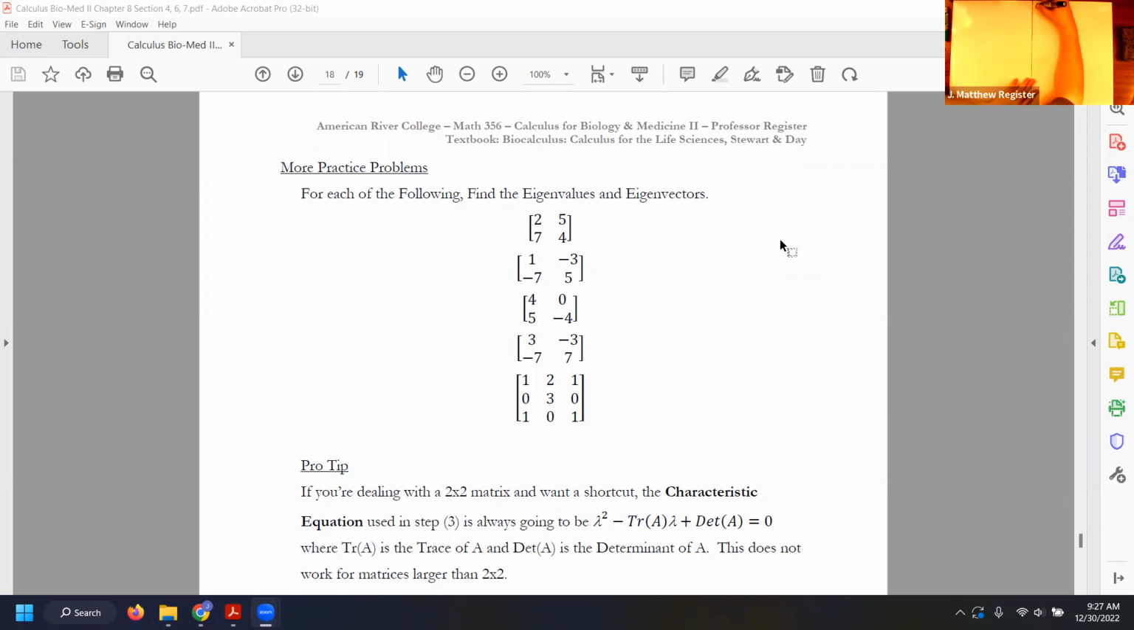Let me write this on the whiteboard. The characteristic equation is a way to quickly find your eigenvalues. And it is lambda squared minus the trace of the matrix times lambda plus the determinant of the matrix equals 0. This will always give you your eigenvalues. But let's work through some of these problems.